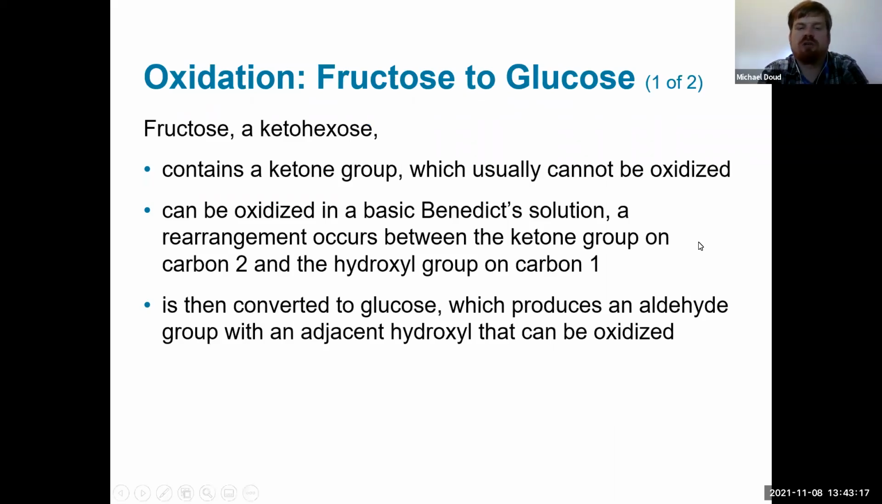Okay, now fructose, on the other hand, has a ketone, and that usually will not be oxidized. However, if you prepare a basic Benedict solution, you can actually rearrange the ketone into an aldehyde. And what happens basically, you make an aldehyde on carbon 1, and what was a ketone becomes a hydroxyl group. So this is basically a way of converting fructose into glucose, just in a basic solution.